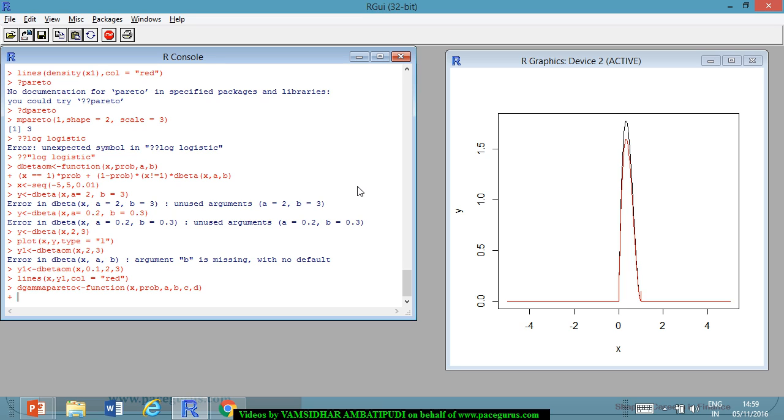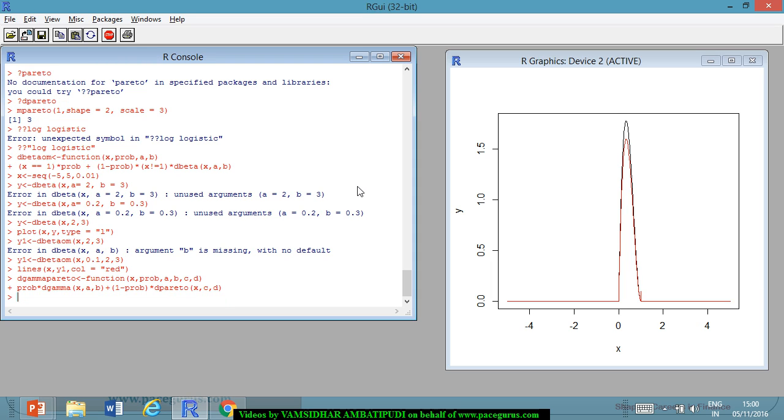We'll call it accordingly. There is a probability, prob, that it follows a gamma distribution. So let's call it dgamma of x, a, b. These are the parameters of this gamma distribution. And we have 1 minus prob probability, which is 1 minus prob, and this is dpareto. It follows a density function associated with a Pareto where I am taking x, c, d. So this is how I generate the dgammaPareto function.